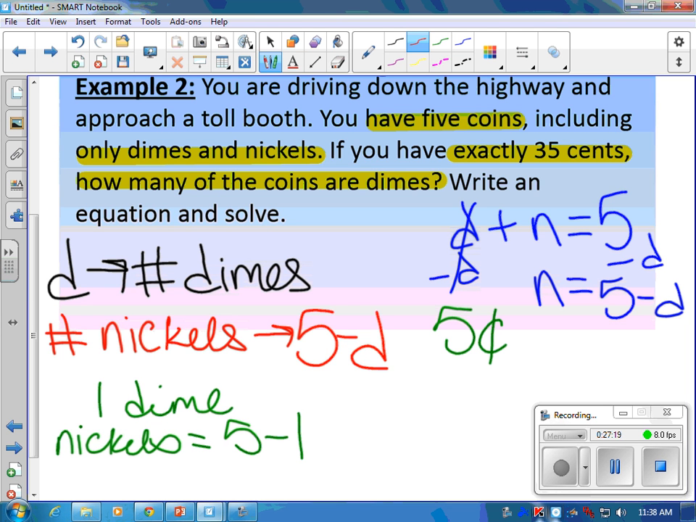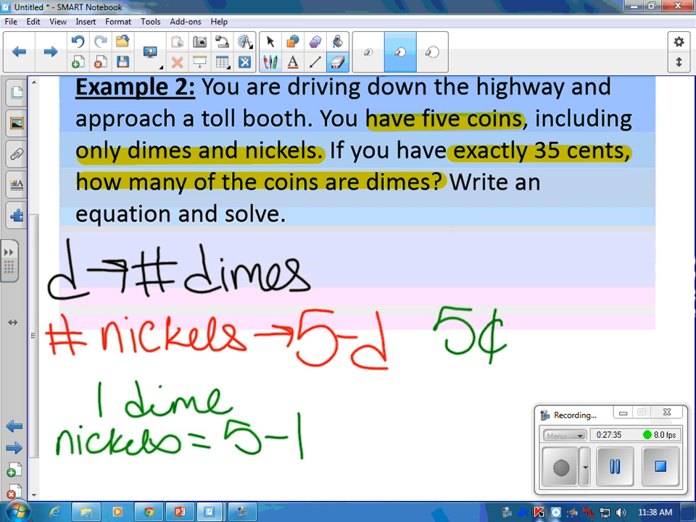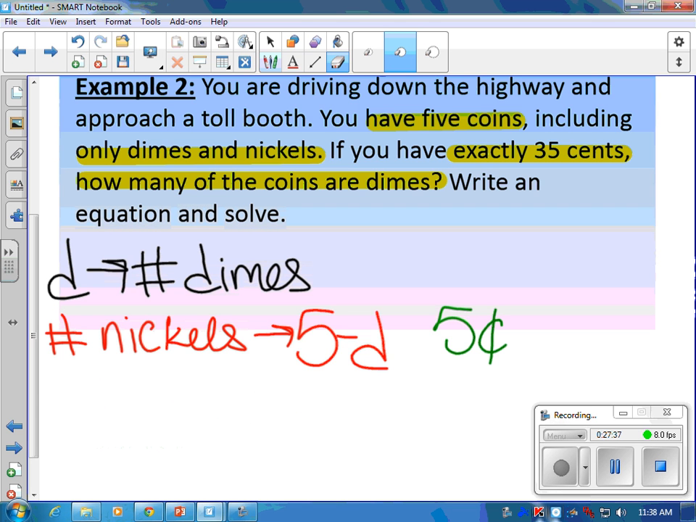And we will eventually get into where we write 2 equations and we have 2 variables, and then we can use this as one of our equations. But right now, I can't have 2 variables. I don't know how to solve using 2 variables. So I have to only have 1. So I can represent dimes with D, which means I have to have 5 minus D nickels.